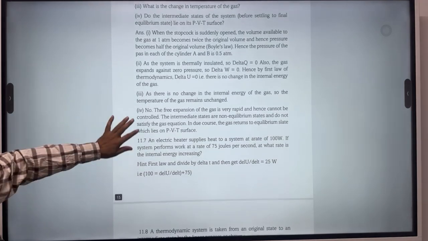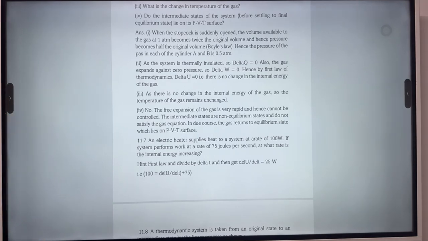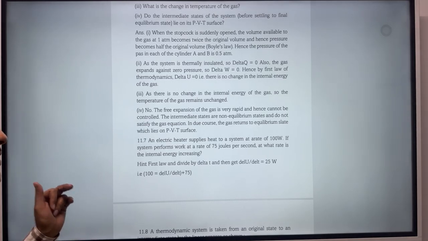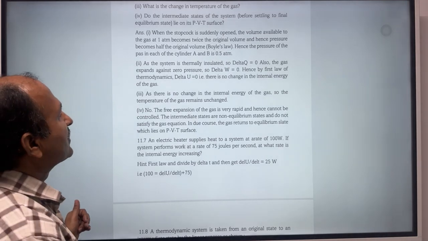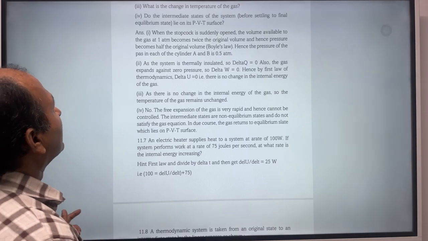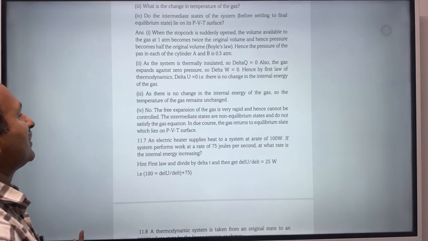So here the free expansion of the gas is very rapid, right? Hence it cannot be controlled. The intermediate states are non-equilibrium states and do not satisfy the gas equation. In due course, the gas returns to an equilibrium state, which lies on the PVT surface. You have understood? If the process is slower, in that case you can say that it lies on the PVT surface. But if the process is not slow, it means it's very rapid, in that case the intermediate states will not lie on the PVT surface. There must be some deviation.